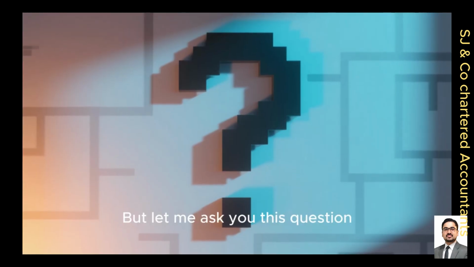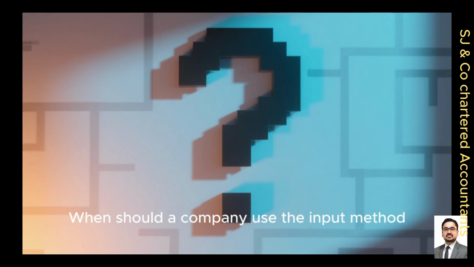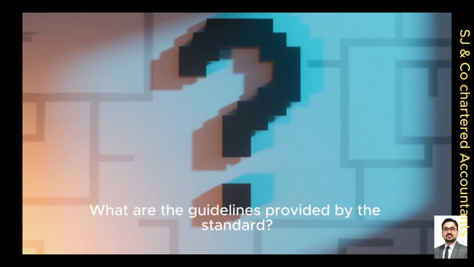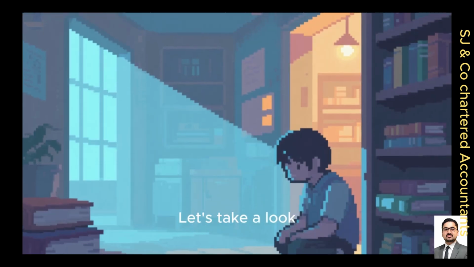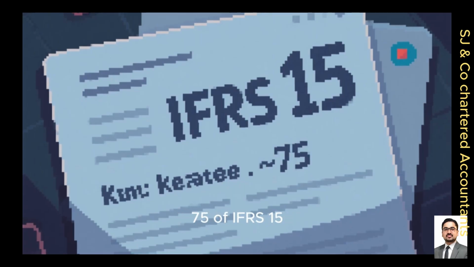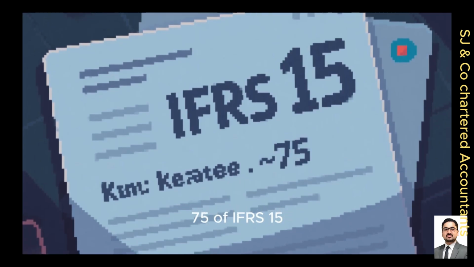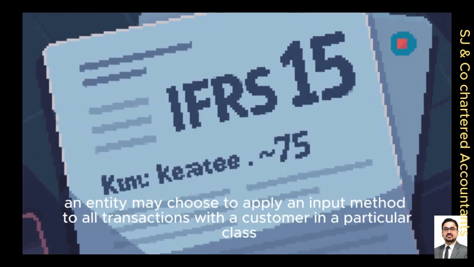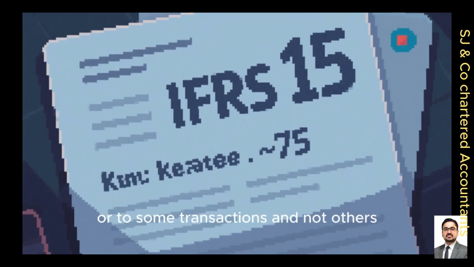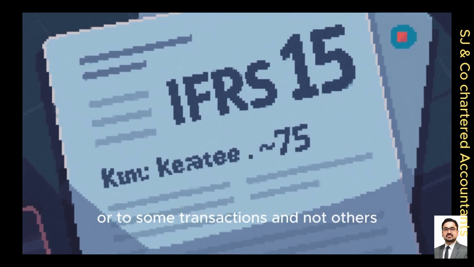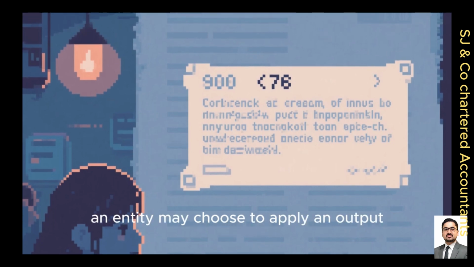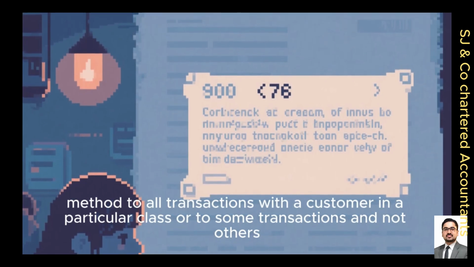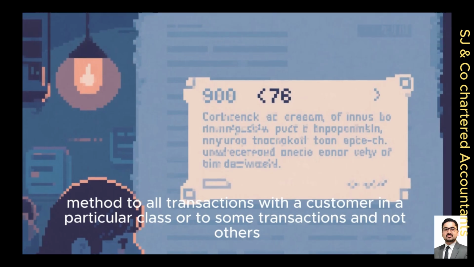But let me ask you this question. When should a company use the input method and when should it use the output method? What are the guidelines provided by the standard? Let's take a look. As per paragraph 75 of IFRS 15, an entity may choose to apply an input method to all transactions with a customer in a particular class or to some transactions and not others. Similarly, an entity may choose to apply an output method to all transactions with a customer in a particular class or to some transactions and not others.